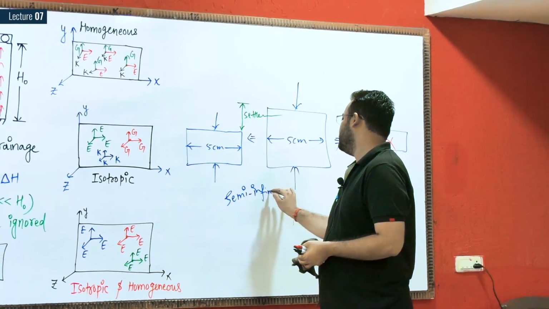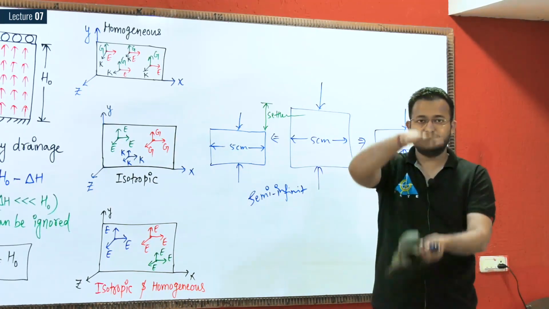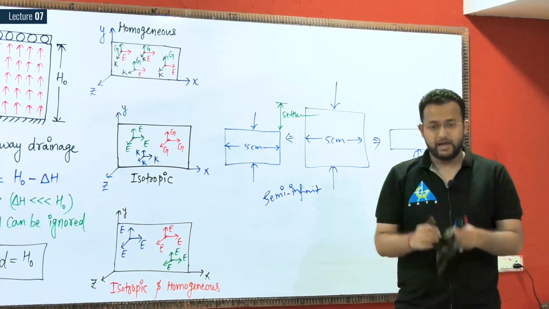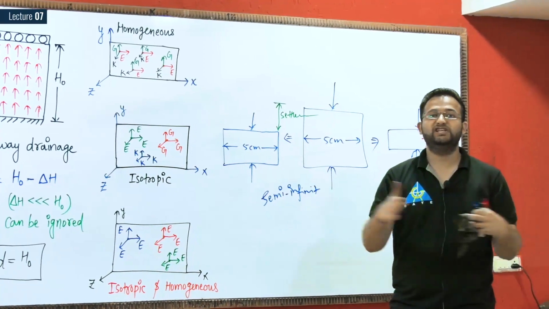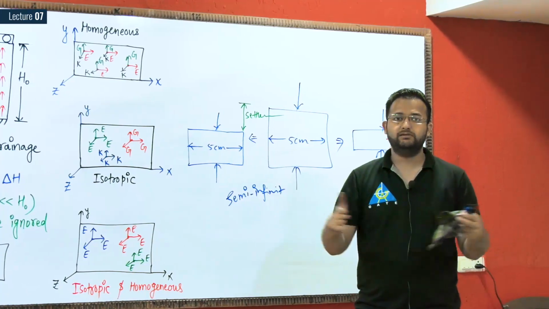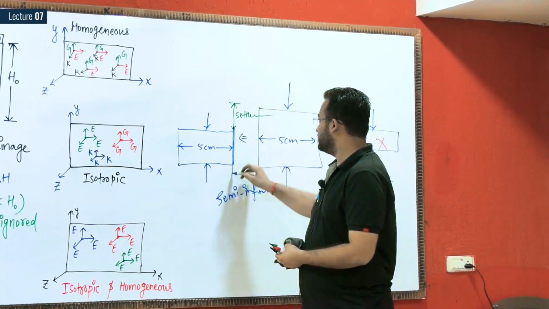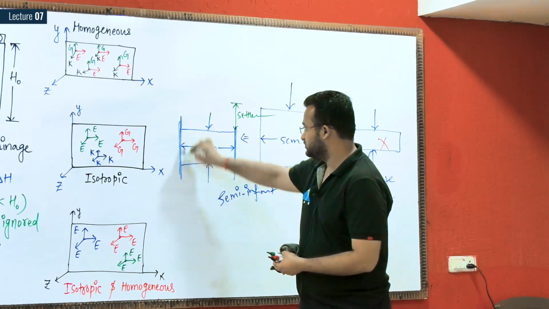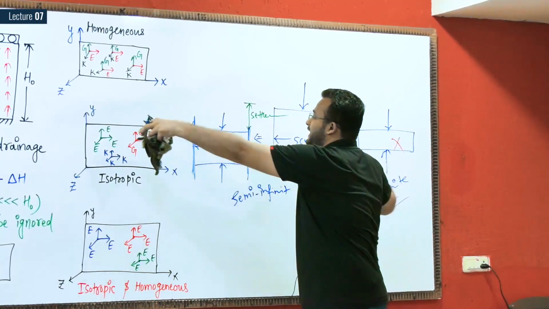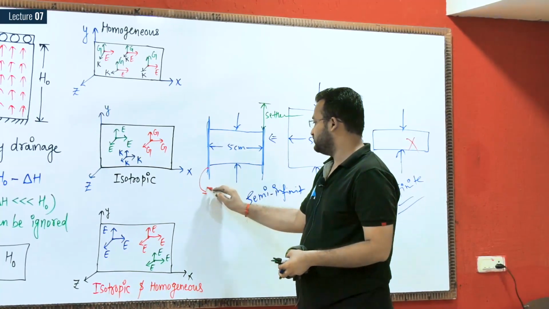Semi-infinite means changes will be observed only in the direction of depth. In this direction only the settlement shall be observed, the deformation shall be noticed. In this direction we do not want any change. So if you do not want any change in this lateral direction, then we should keep some lateral restraints, so that when I apply the force, the material should not expand in lateral direction. So therefore we have used lateral restraints.